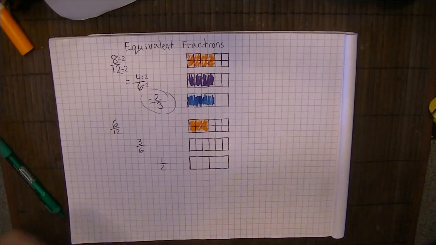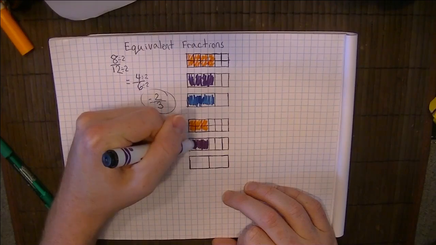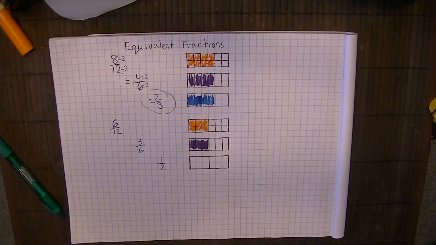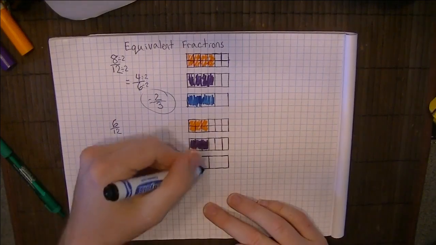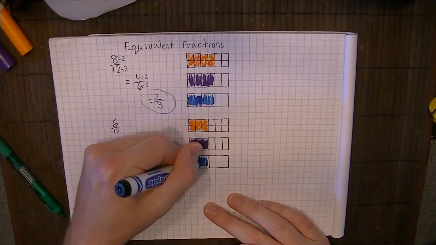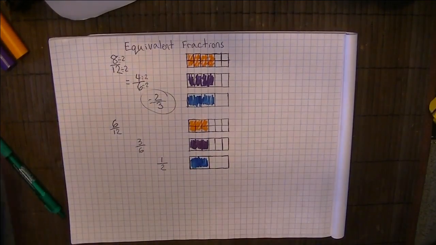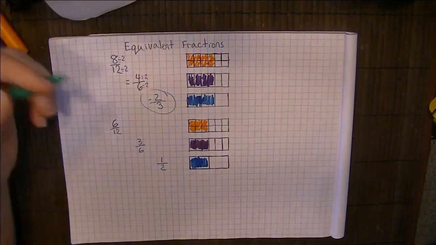3/6, okay, that's the same idea as before, but rather than taking 4 of them, I'm only going to take 3, so there we go, that's 3/6. And 1/2, well, that's just one of the 2 boxes here. So there we go, and you'll see, once again, the area is exactly the same for all 3, because they're equivalent fractions.